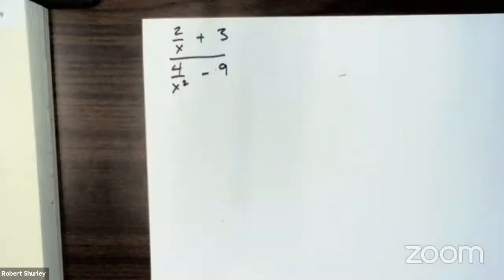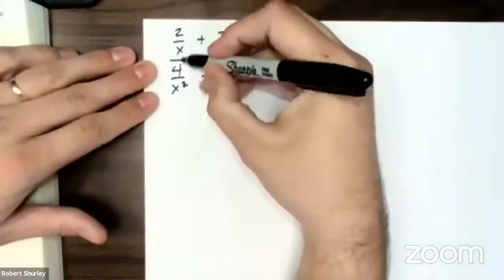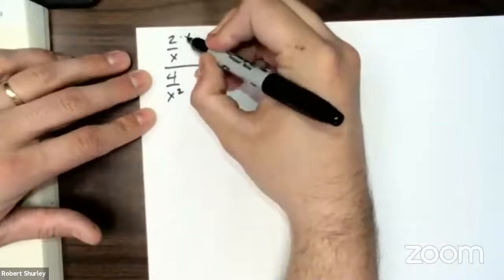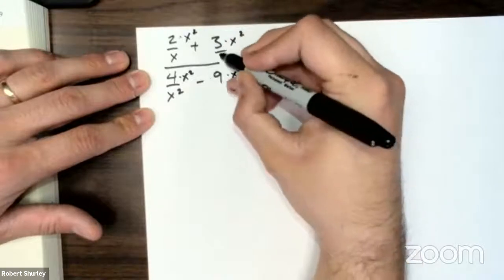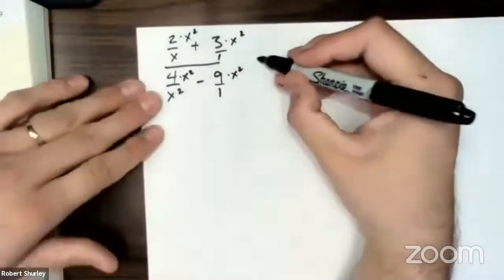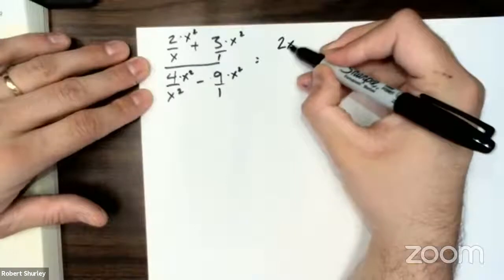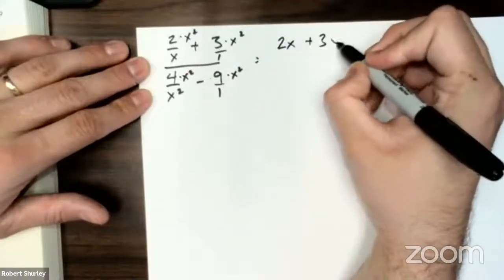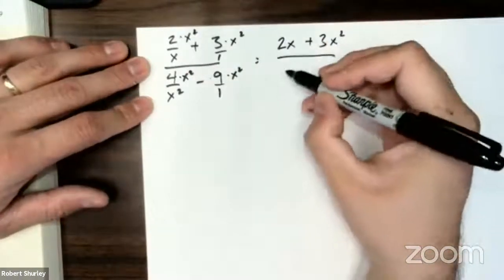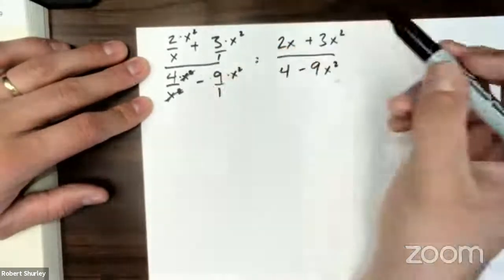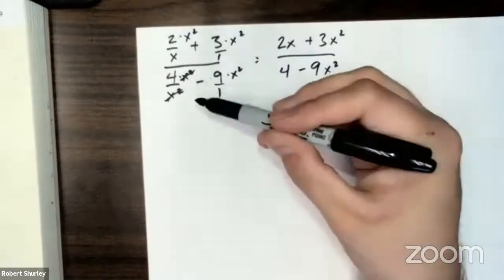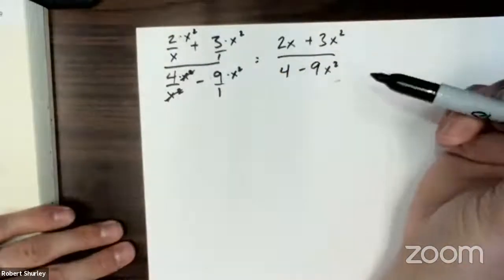Okay. So let's do this. Look, the common denominator is x squared. We've done enough of these now. And if you want to write this as over 1, you can, right? So you wind up with 2x for the first fraction plus 3x squared over 4 minus 9x squared, right? The x squareds cancel. For that bottom fraction, just 1x cancels here.